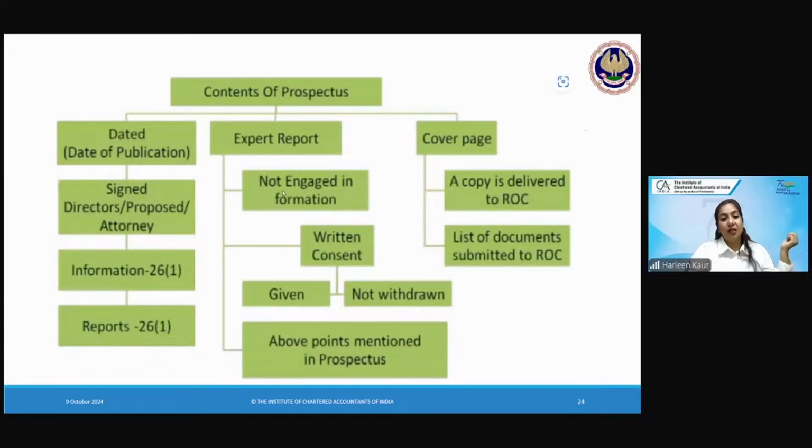So this is your brief summary, which is given in the study material also. Your date is your date of publication. Signing can be done by directors, proposed director. What MCQ will come? Can attorney sign? Yes, attorney can also sign on behalf of the directors.